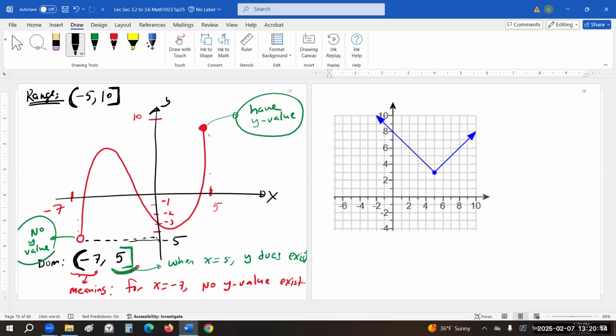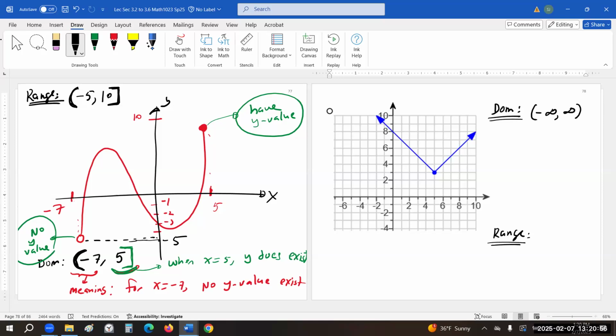Are you guys done with this example? Okay, let's see. Domain. And let me write range here. Who would like to try domain? Perfect. Negative infinity to positive infinity, because both on the left and on the right, the graph is growing forever. It's not stopping anywhere. So it's everything.